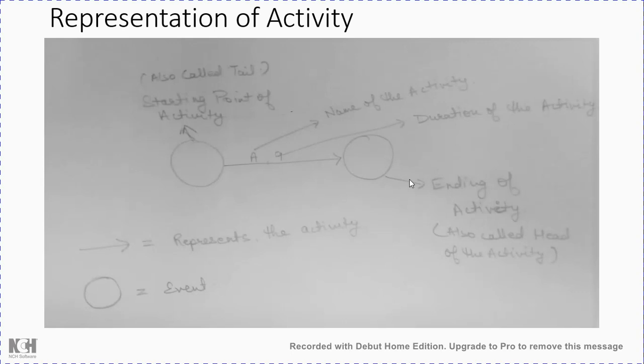Let us first analyze how the activities or the framing works. These are the two circles that I have used over here, one this, another this, and this is the arrow. The arrow represents the activity, and the head of the arrow defines the direction of the activity. These two circles represent the node or event, as commonly referred.